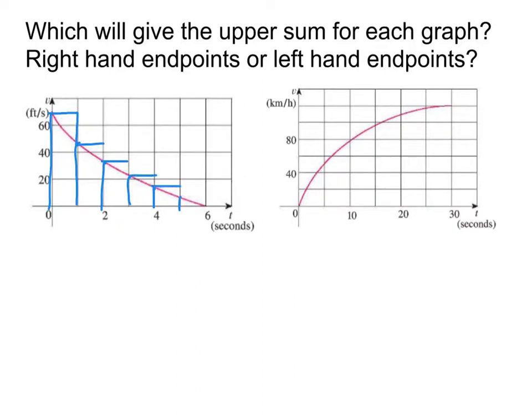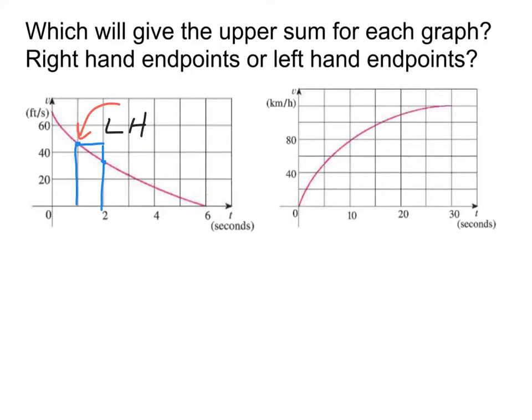Now, if I draw the rectangles like this then, are those right-hand endpoints or left-hand endpoints? And sometimes people have trouble with this idea, so just to be sure, let me isolate a single rectangle here. Now let's go with this one. And as you take a look at that rectangle, which side of this rectangle is actually hitting the graph? It's the left side, yes. And so in this particular problem then, this would be a left-hand endpoint. And so for this graph, a left-hand endpoint gives us an upper sum.